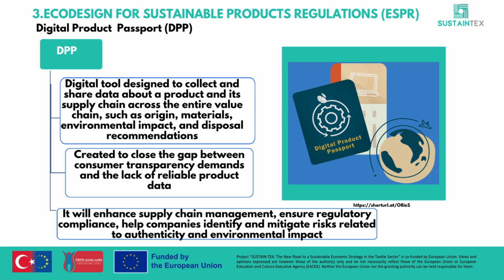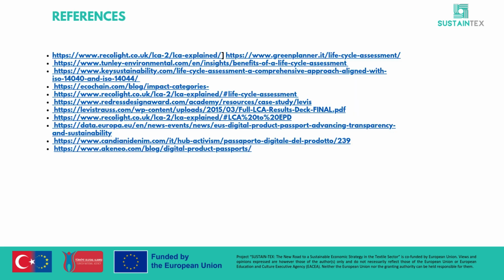The key features of the DPP are as follows: detailed specifications about the product, including brand, origin, and materials used; instructions for care, repair, reuse, and recycling; information regarding sustainable production practices, product lifespan, and opportunities for circular value practices; data about the product's environmental impact, including chemical compliance tools to aid consumers in making sustainable choices and to support authorities in compliance verification. Here you can find the references.